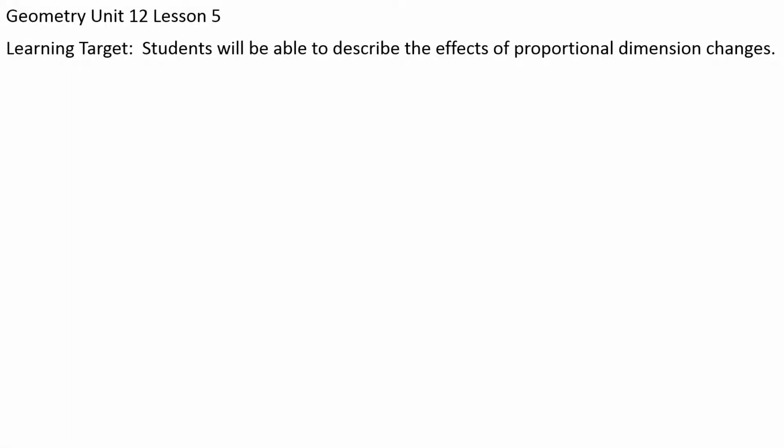Okay, and now we get to lesson number 5 of the unit. This is the last new lesson of the unit, and we want to be able to describe the effects of proportional dimension changes. In other words, what happens if we double each dimension, or if we multiply each dimension by 3, or perhaps we multiply each dimension by 1/2.